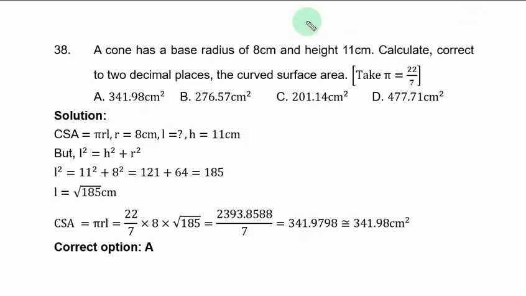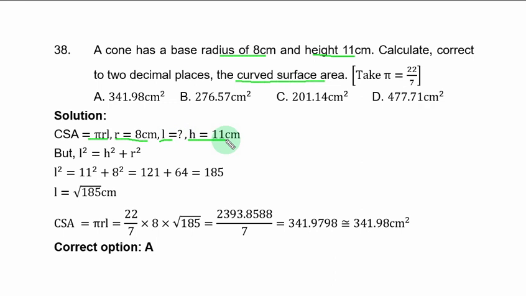Question 38. A cone has a base radius of 8 cm and a height of 11 cm. Calculate, correct to 2 decimal places, the curved surface area. So for a cone, the curved surface area is pi r L. From the question, the radius is 8 cm. The slant height L is unknown and the height is 11 cm.